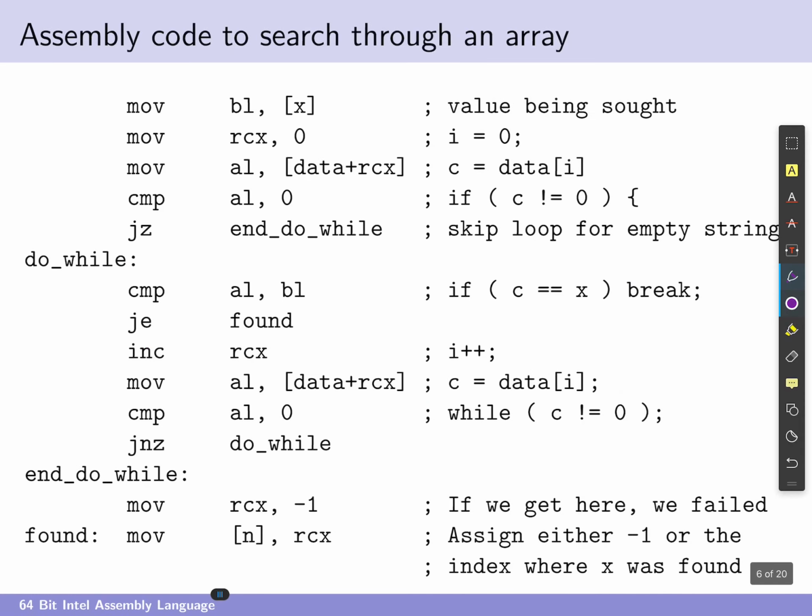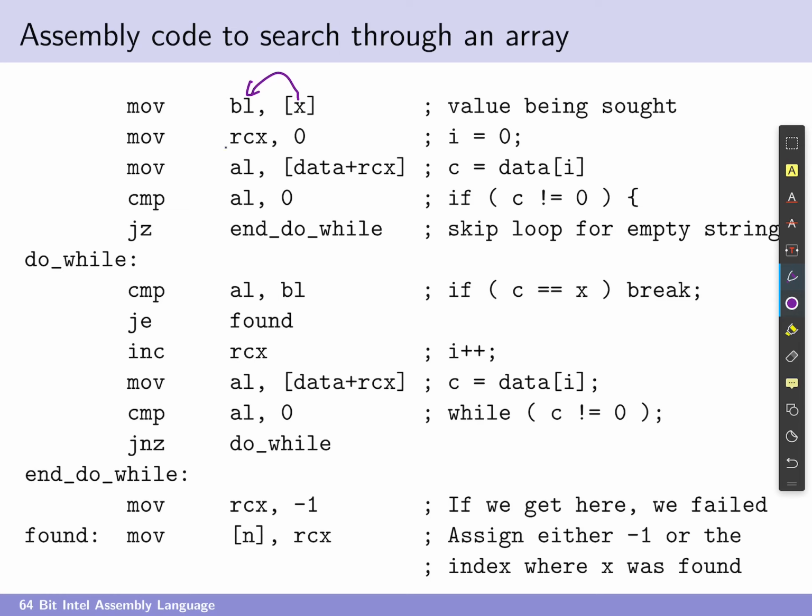So let's start at the beginning. The first thing is I just want to load the value that I'm looking for into a register because I'm going to be doing a comparison against it frequently. So I want to, 1, put it in a register so that it's actually quicker to access, and 2, because I obviously don't want to end up in a situation where I have 2 memory accesses in an instruction because that's not allowed. So I'm going to load X into BL. Remember, BL is simply an 8-bit register, or the bottom 8 bits of a 64-bit RBX register. So BL now contains the character we're looking for.